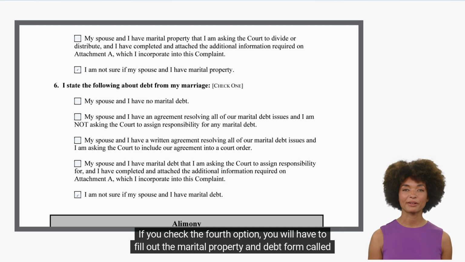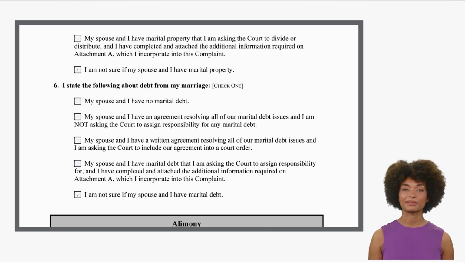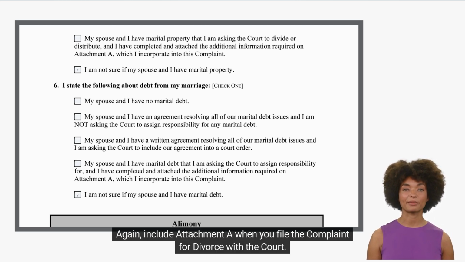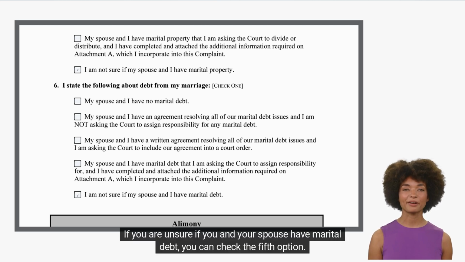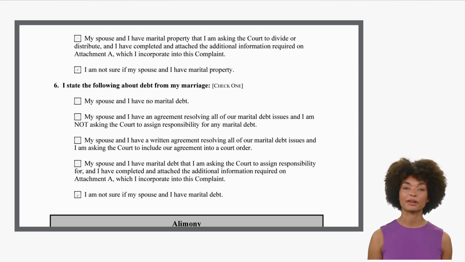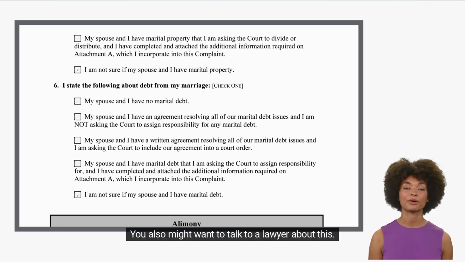If you check the fourth option, you will have to fill out the marital property and debt form called Attachment A. Again, include Attachment A when you file the complaint for divorce with the court. If you are unsure if you and your spouse have marital debt, you can check the fifth option. You also might want to talk to a lawyer about this.